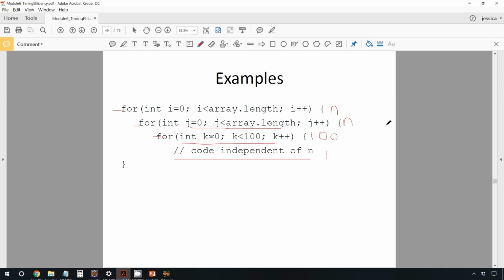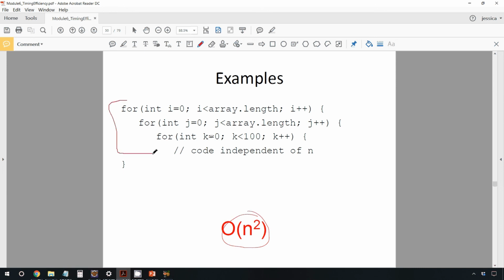And because these are all nested together, we're going to multiply them. So we're going to do n times n times 100 times 1. So that's going to be 100 n squared. But of course, again, we drop the coefficient, so the big O of this is just n squared. So you do have to be careful with loops. You can't automatically assume that 3 loops means n cubed, right? Because you have to make sure which loops depend on n. That's what will drive it.